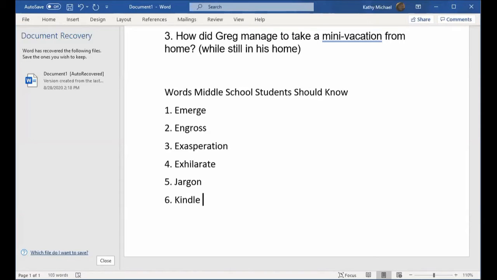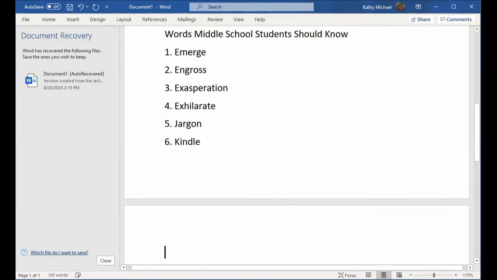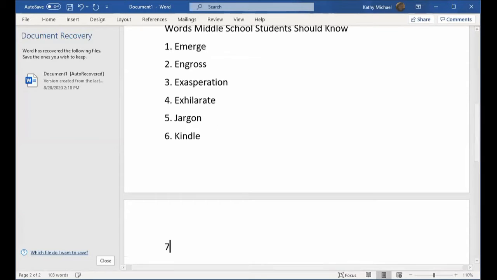Kindle. And oh, we were supposed to be looking at some sentences too, so I'll look at the sentences later. We have to go. I don't want to do the screen share for these right now because you know the problems I've been having.